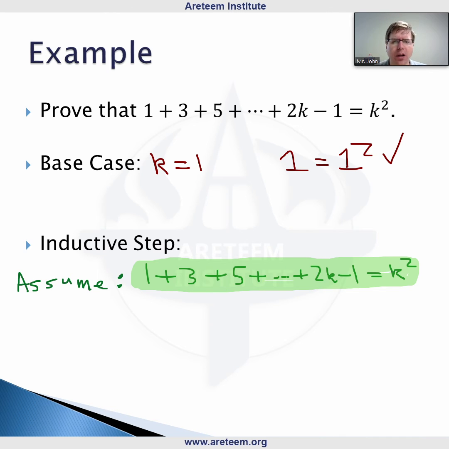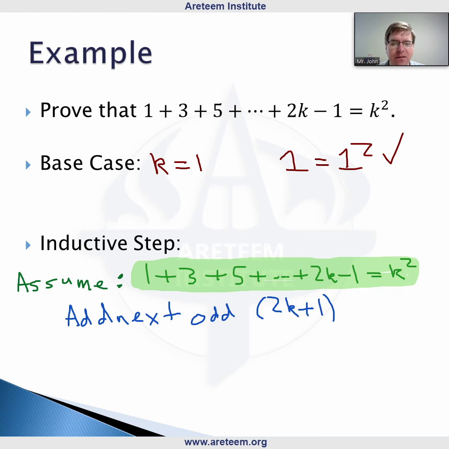So we know that it's true for the first k values. So what happens if we add the next odd? Well, wait a second. What is the next odd in this case? Well, the next odd is going to be 2k plus 1. If you like, this would be 2 times parentheses k plus 1 minus 1. Well, after you simplify that, we add 2k plus 1.